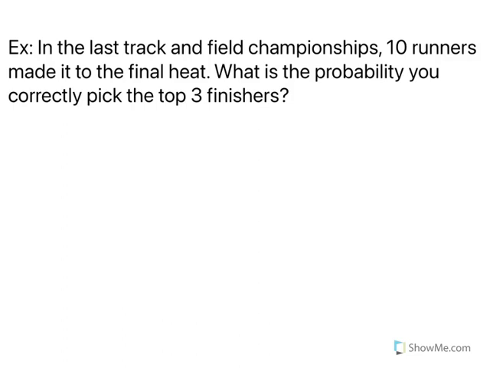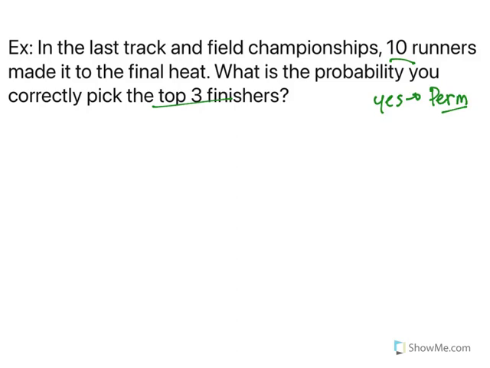In the last track and field championships, 10 runners made it to the final heat. What is the probability you correctly pick the top 3 finishers? Okay, now let's think about this. We have 10 total runners. We care about the top 3. Does it matter what order they're in? The answer to that is yes. And therefore, we have a permutation.